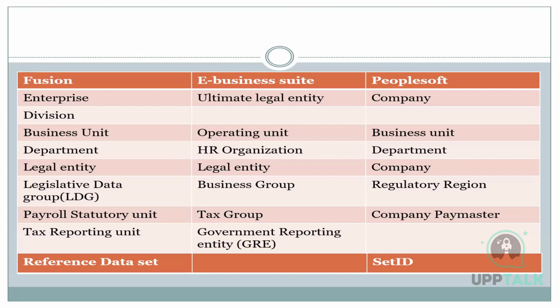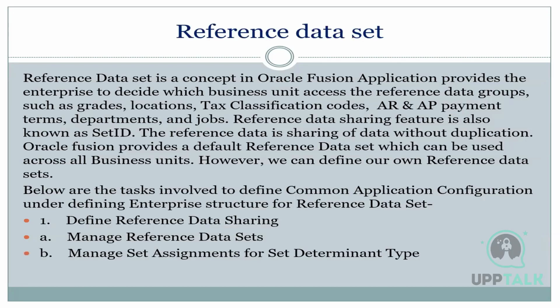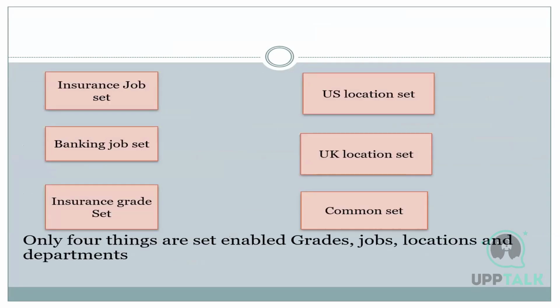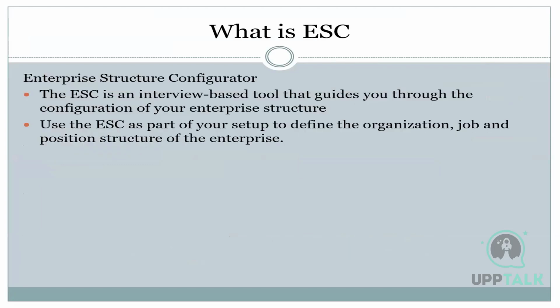And now another field is reference data set. Reference data set is used in Fusion, and in PeopleSoft it is called set ID. So these are the four things that we have set enabled: rates, jobs, locations, and departments. So now we have the enterprise structure configurator.